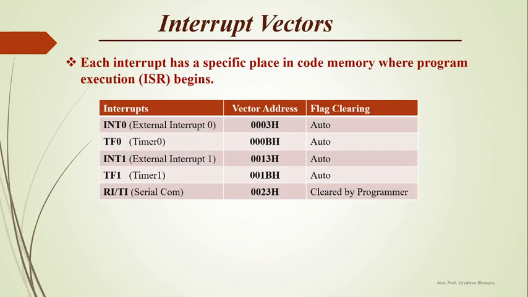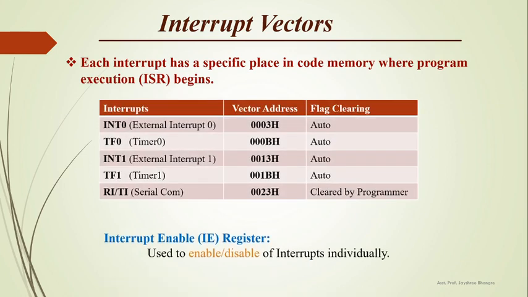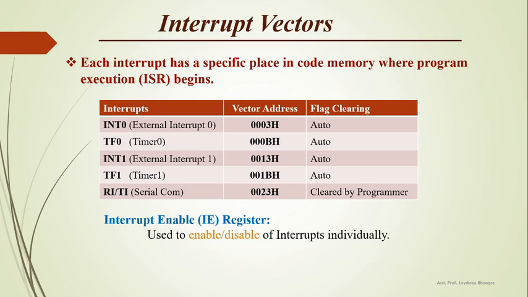So each interrupt has a specific place in a code memory where program execution or ISR begins. So these are nothing but the vector addresses for the interrupts. So int 0 has vector address 0003H. TF0, that is the flag for timer 0, has a vector address 000BH. For int 1 vector address is 0013H. TF1, that is timer 1, vector address is 001BH.